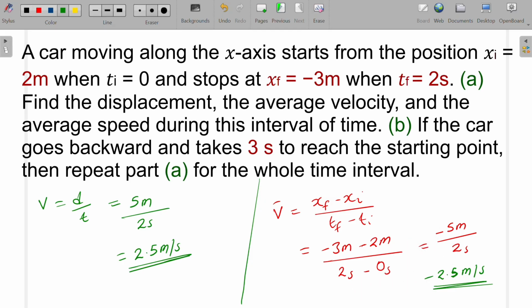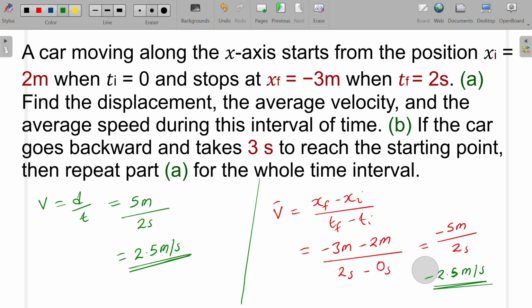Since the distance that we covered here is equal to the displacement, the change in position, we're going to have the same value in terms of the speed and also the velocity in this case. So the difference now is speed is a scalar quantity, so it doesn't show direction. That's why we have 2.5 meters per second here.